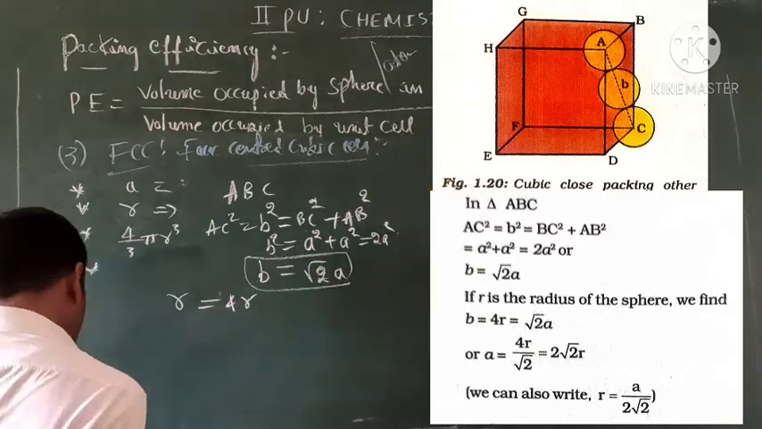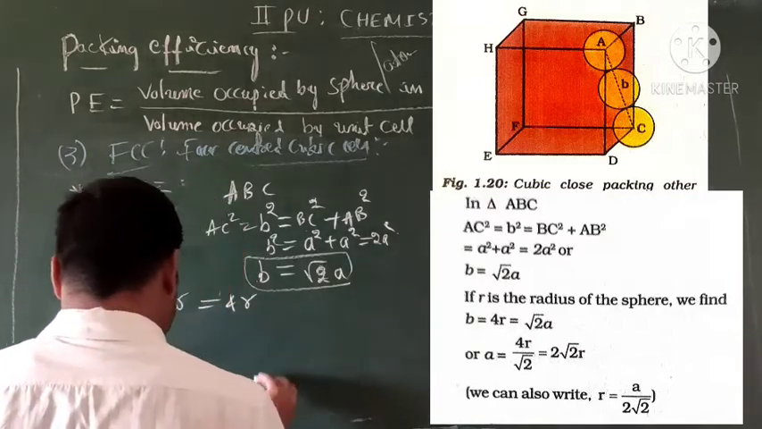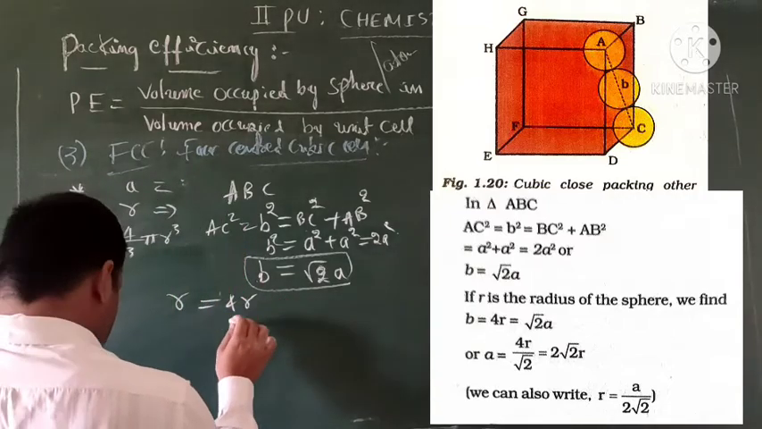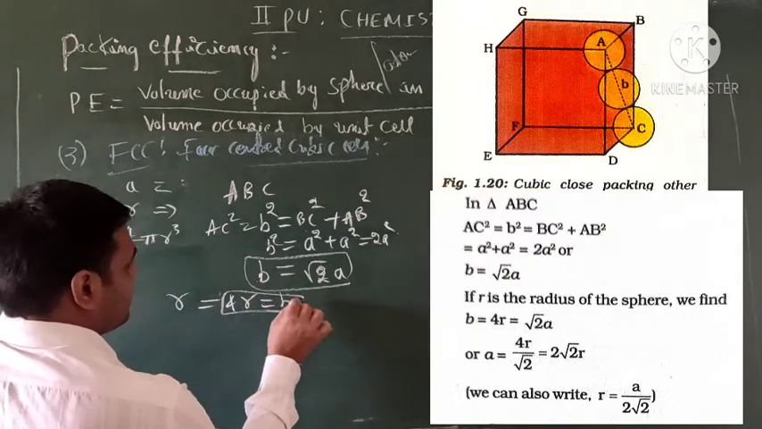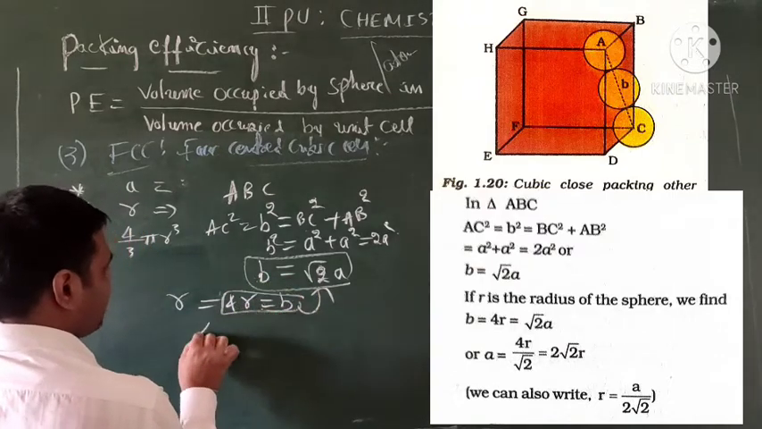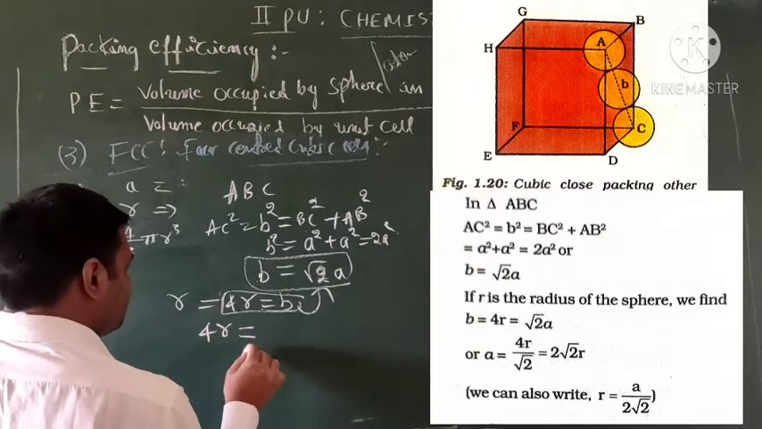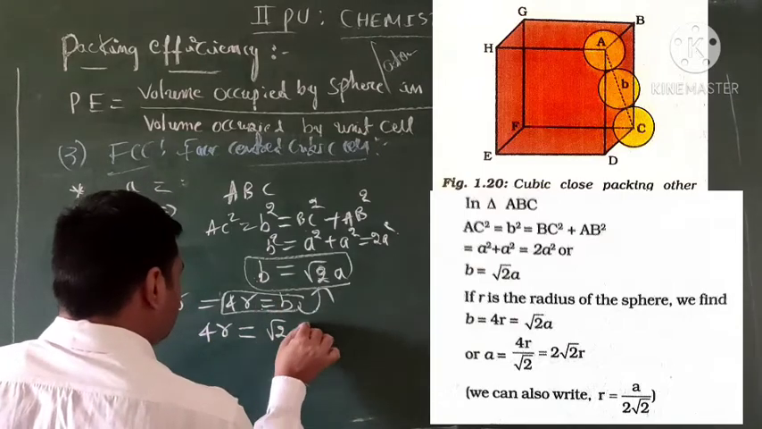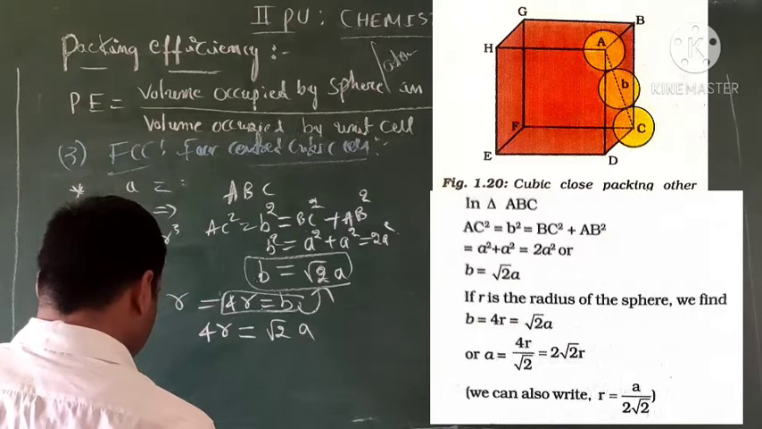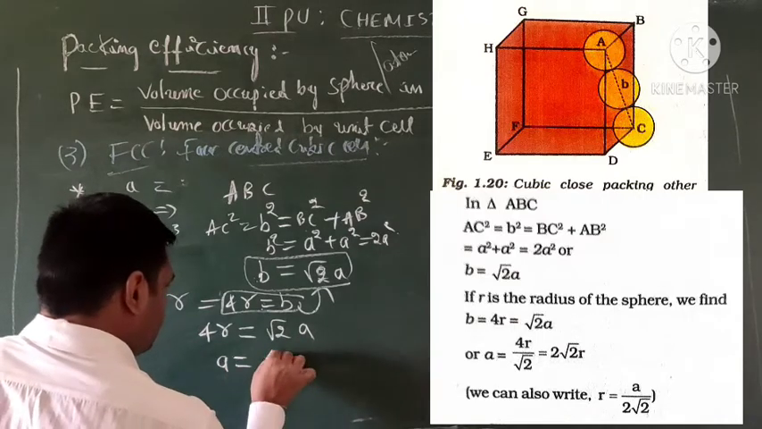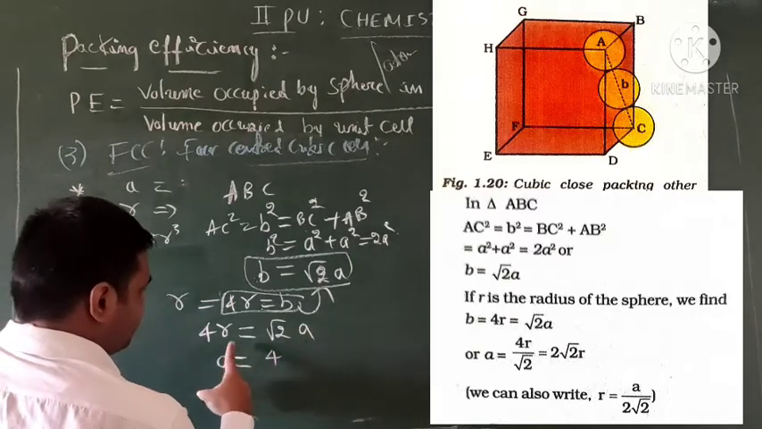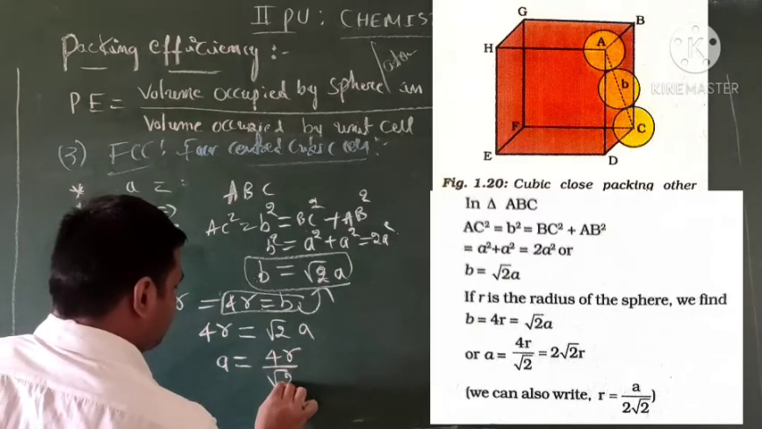1, 2, 3, 4. 4R is present. 4R means B is equal to 4R. You can substitute in here. B is equal to 4R. This 4R is equal to what? Root 2A. Okay, students, root 2A. Okay, you can get A. A is equal to what? To get A, what will you do? 4R divided by root 2.